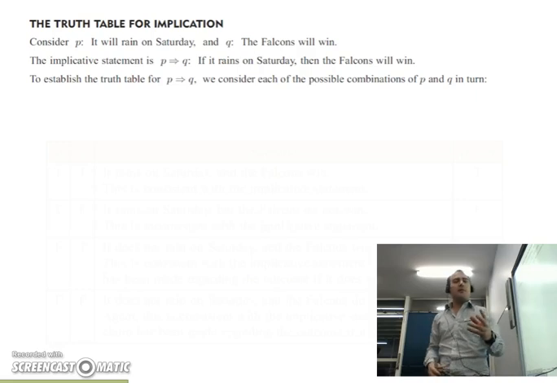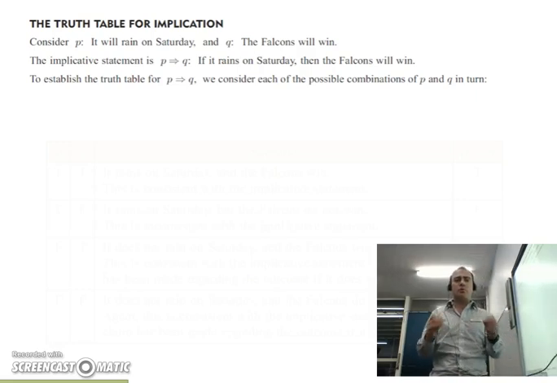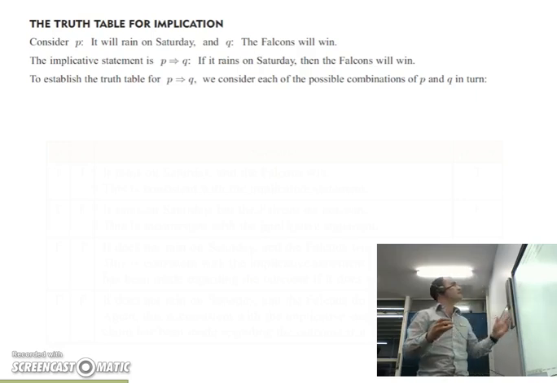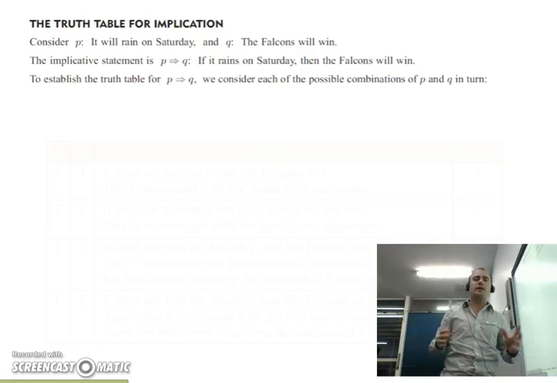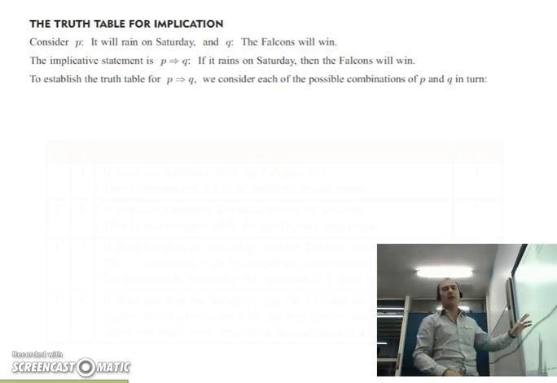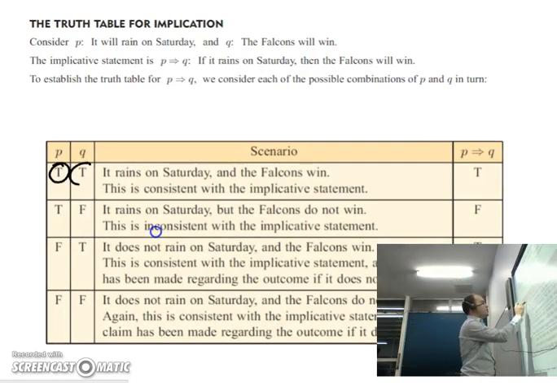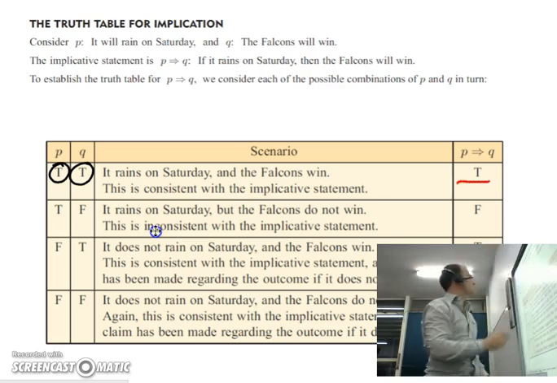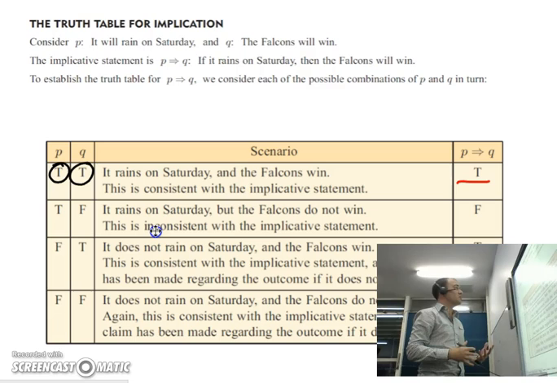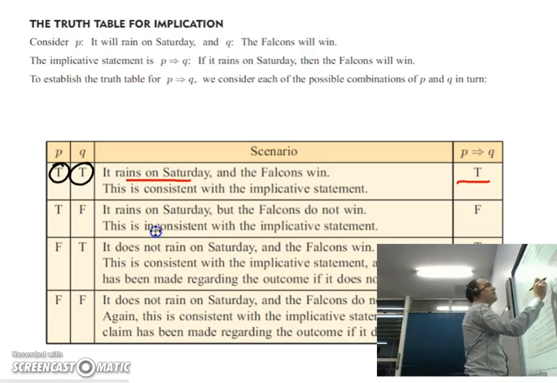Consider the statement P, it will rain on Saturday, and statement Q, the Falcons will win. Statement if P then Q, so if it rains on Saturday, then the Falcons will win. And we can create a truth table with this information. Now I've got it here prepared. So if P is true and Q is true, then we have a true statement. And that is consistent with what the statement is saying. If it rains on Saturday, the Falcons will win.